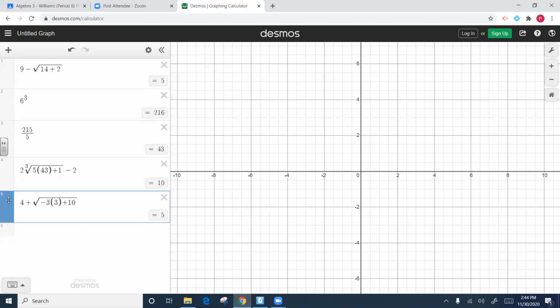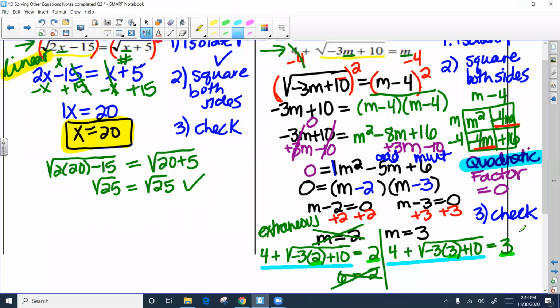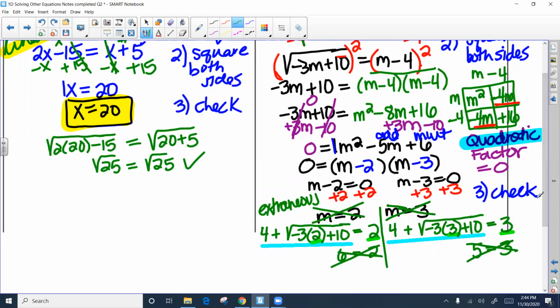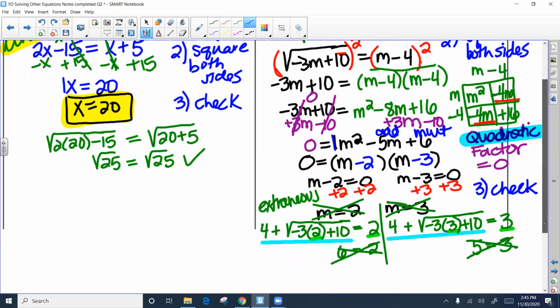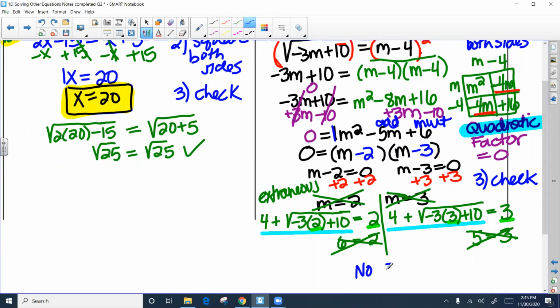So when I simplify that to check, we get a 5 on the left side. So that time we'd have 5 equals 3. Is that a true equation? 5 equals 3? That's not true. It's not equal. So this is another extraneous solution. Okay, so in this case, both solutions are extraneous or both solutions don't work. That means there is no solution.